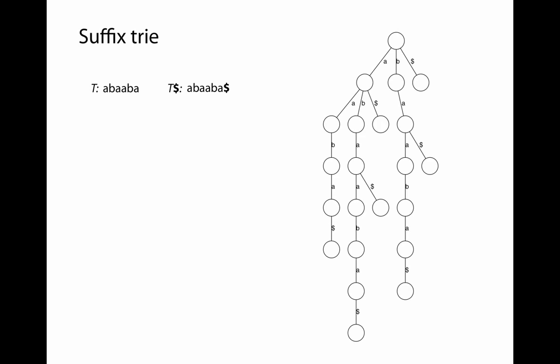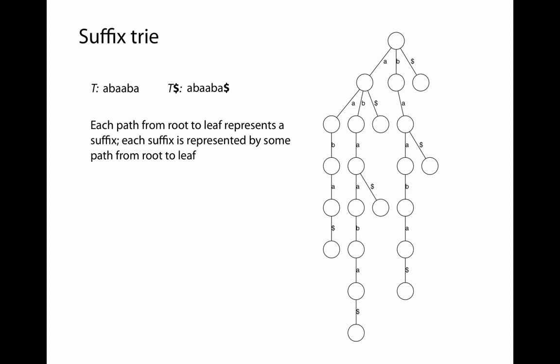Here's the suffix trie. If you look at this suffix trie and think about what the paths through this trie mean, you can see that each path from the root to a leaf represents one suffix of the string T$, and that each suffix of T$ is represented by some path from the root to a leaf. In other words, there's a one-to-one mapping between leaf nodes in this tree and suffixes of T$.